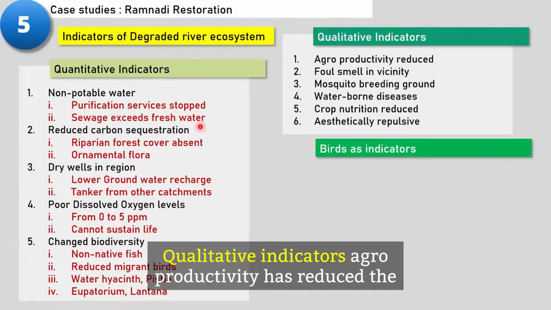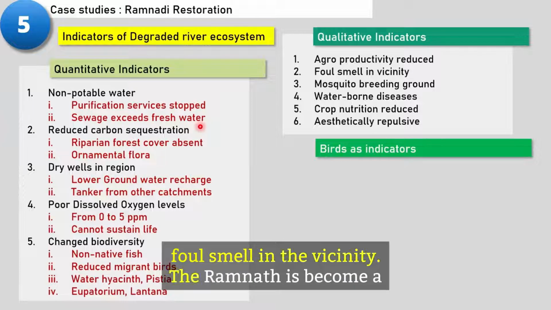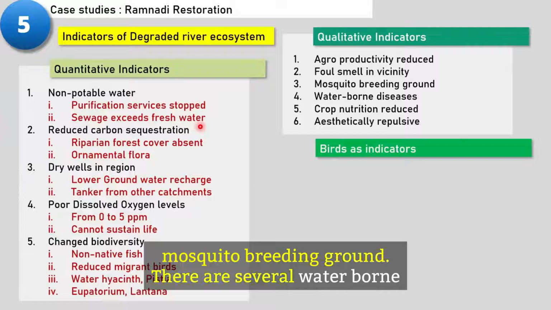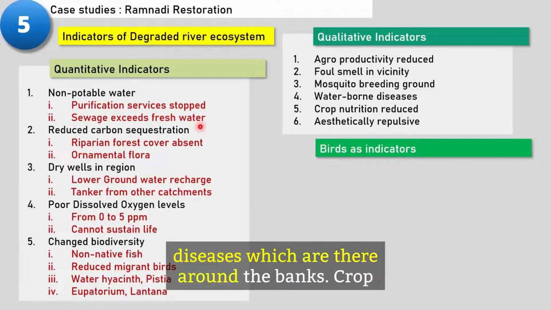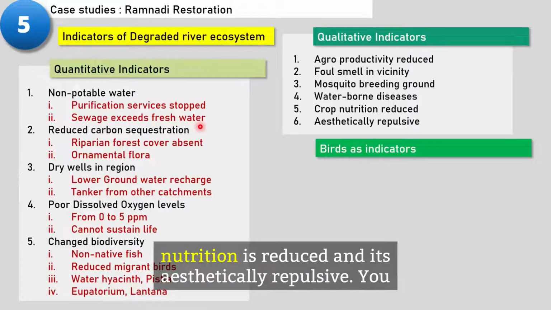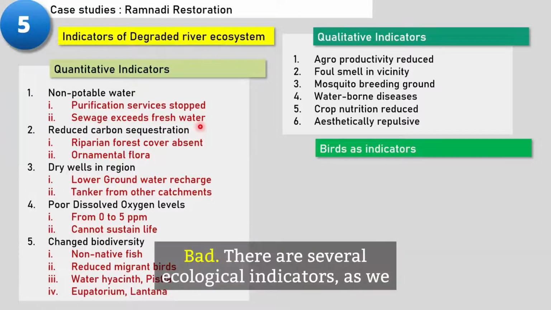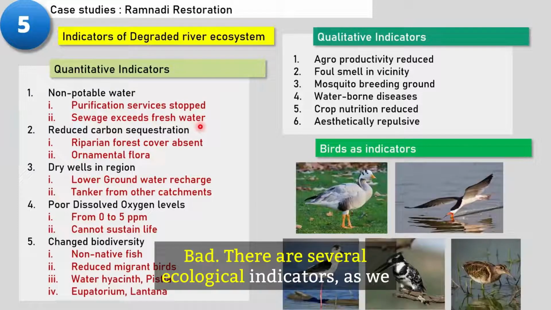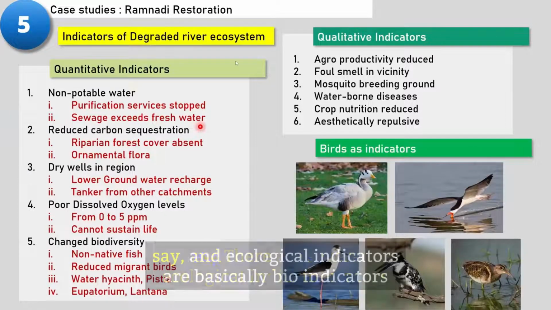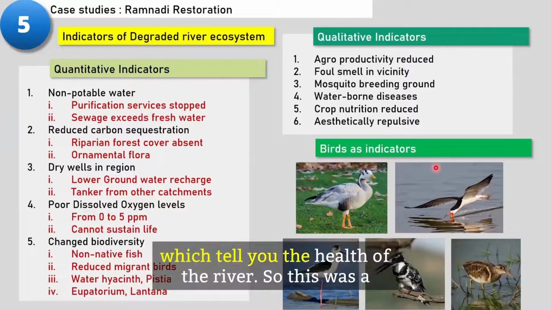Qualitative indicators: agro productivity has reduced, there is a foul smell in the vicinity, and the Ram Nadi has become a mosquito breeding ground. There are several waterborne diseases around the banks. Crop nutrition is reduced, and it's aesthetically repulsive. You don't feel like looking at the river. It's really, really bad. There are several ecological indicators, as we say, and ecological indicators are basically bioindicators which tell you the health of the river.